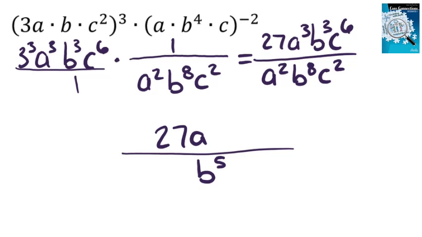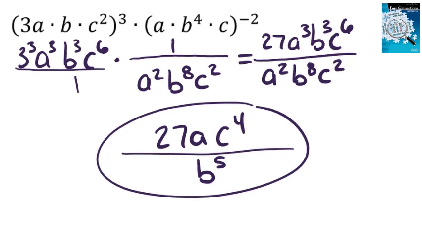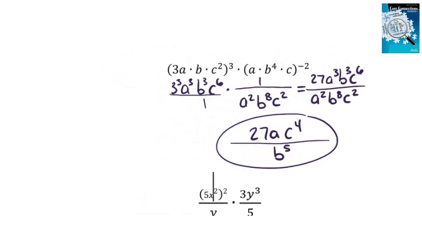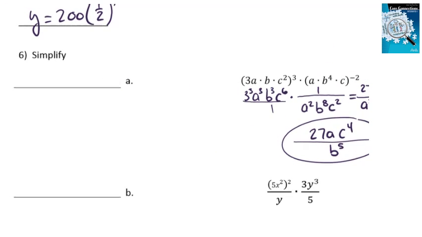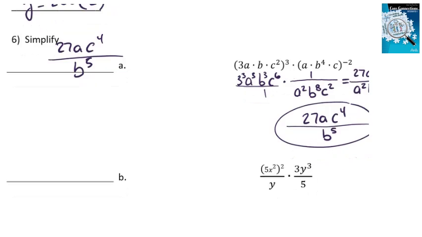And then the last thing I have is 6 factors of c in the numerator and 2 factors of c in the denominator. So that would simplify to c to the 4th power. So my answer is 27a c to the 4th all over b to the 5th. And it's very important that you write that answer in this spot so that I can see this easily. 27a c to the 4th over b to the 5th power. Okay, so let's turn our attention now to part B.